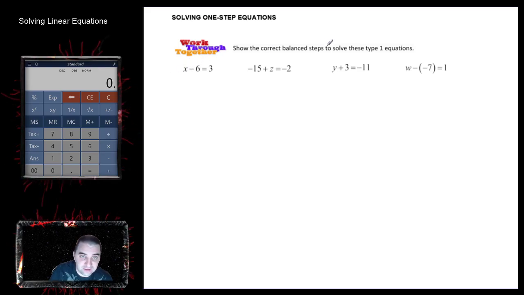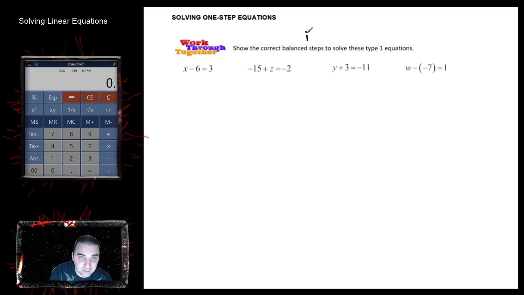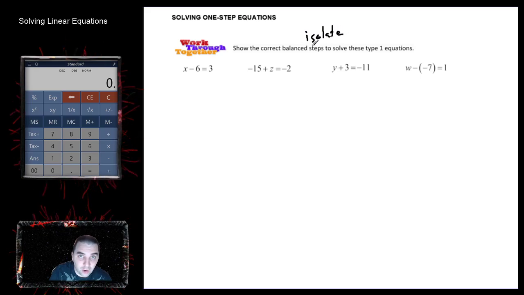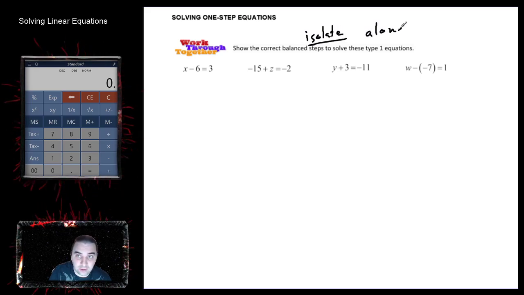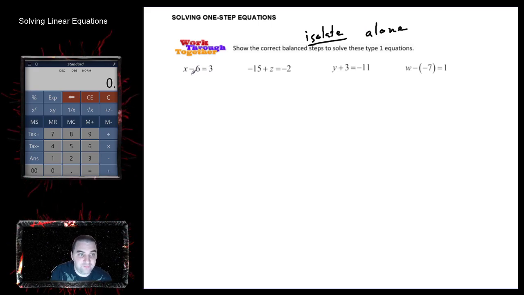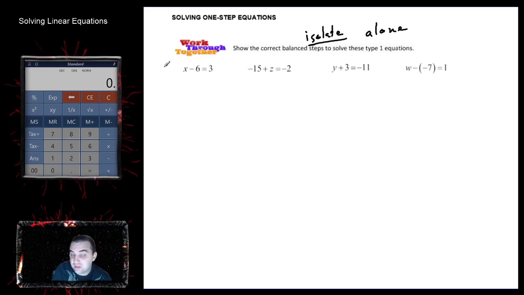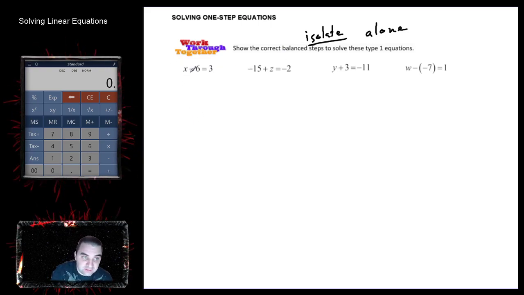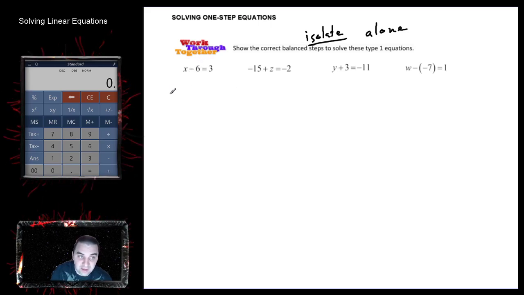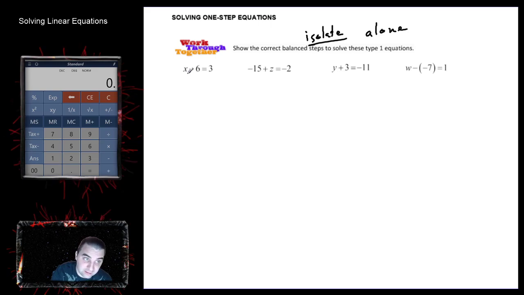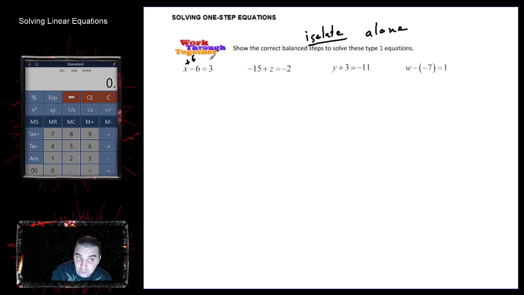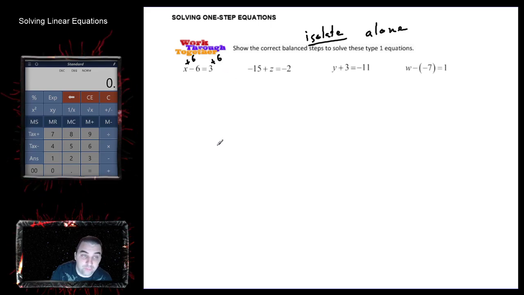Remember, our goal is we want to isolate our variable. We want to get it all by itself, all alone. So here we have x. We want it all by itself on this one side of the equation. And we look at what's happening to the x. Well, the x is having 6 subtracted from it. And the opposite of subtracting by 6 is adding by 6. But if you do that, you have to do it to the other side too.